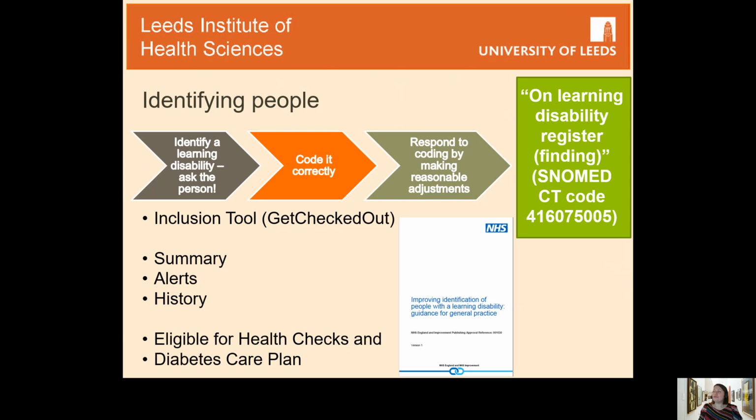The most neutral one that you can use is this one, on the learning disability register. That puts them on the register, flags them, and allows you to make them eligible for health checks, give them a diabetes care plan, and make reasonable adjustments. If they're suddenly admitted into hospital, the flag is there. The learning disability team know that somebody who has a flag for learning disability has been admitted. It's so important.